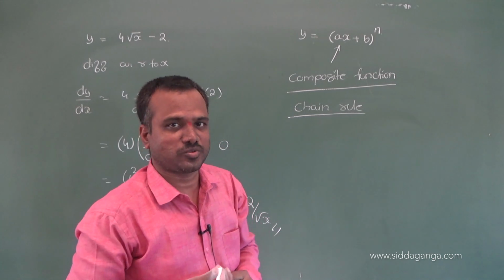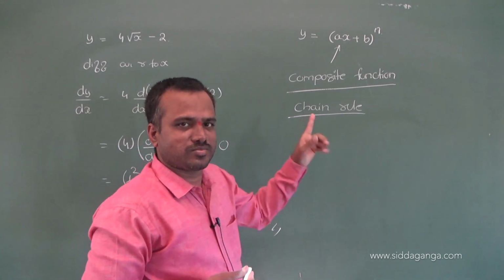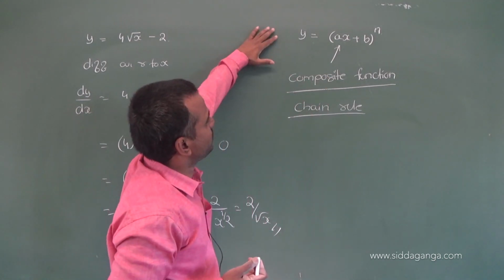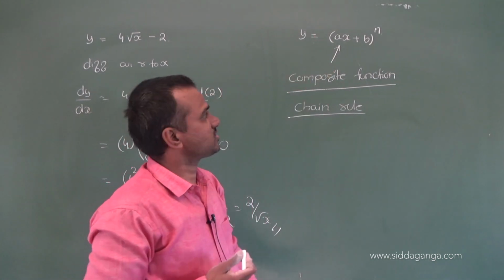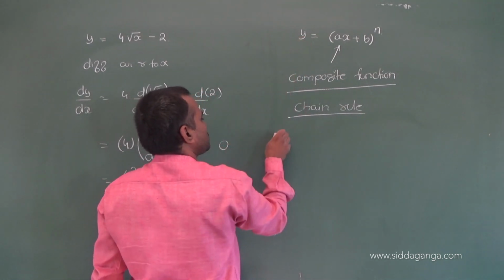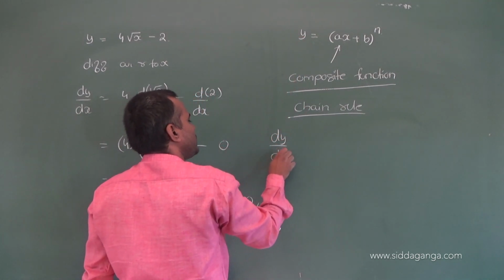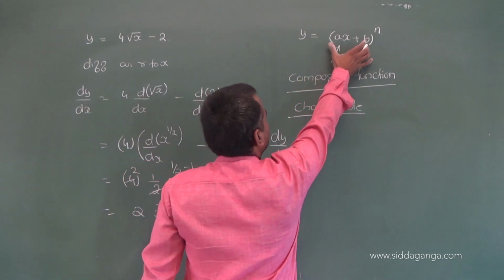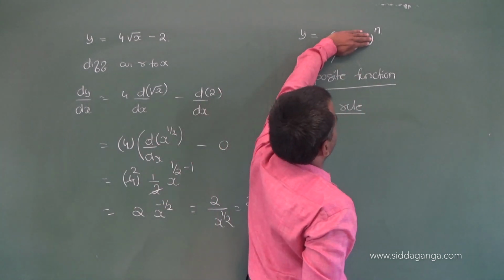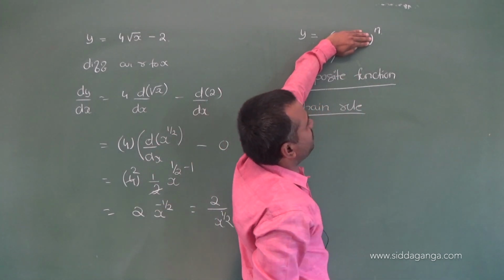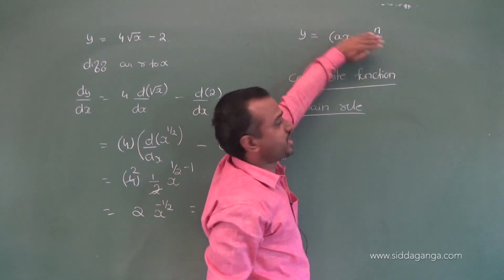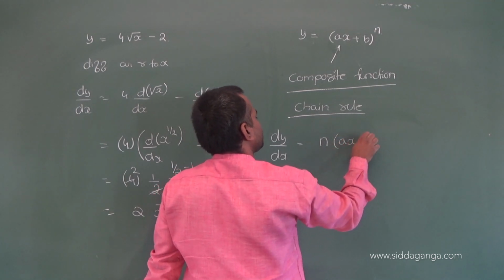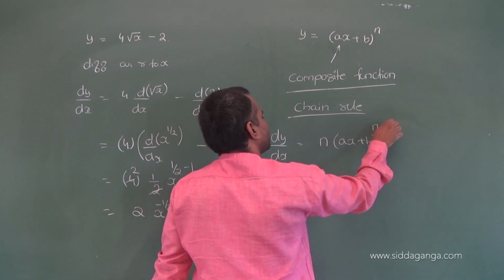This concept is in second PUC. It is not in first PUC. Once again, you know about all these things in the second PUC classes. See, observe here. Y with respect to x is dy by dx. Chain rule means one by one we link together. Firstly, we neglect ax plus b. It is in the form of x to the power n. Correct? n into ax plus b whole to the power n minus 1.